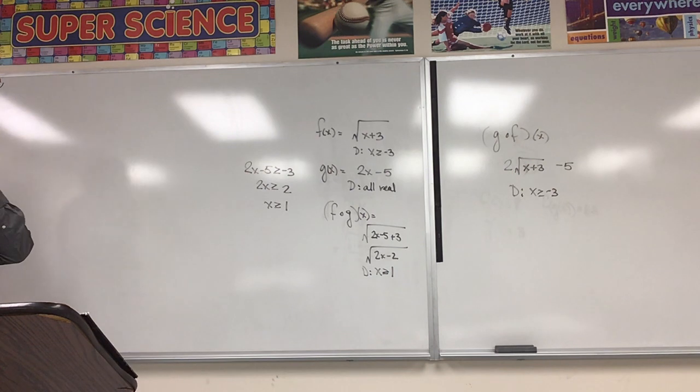Whatever the domain of the first function is. What exactly does the circle mean? It just shows you composition. So F circle G means you put G in for F. G circle F means you're putting the F inside the G. Okay.